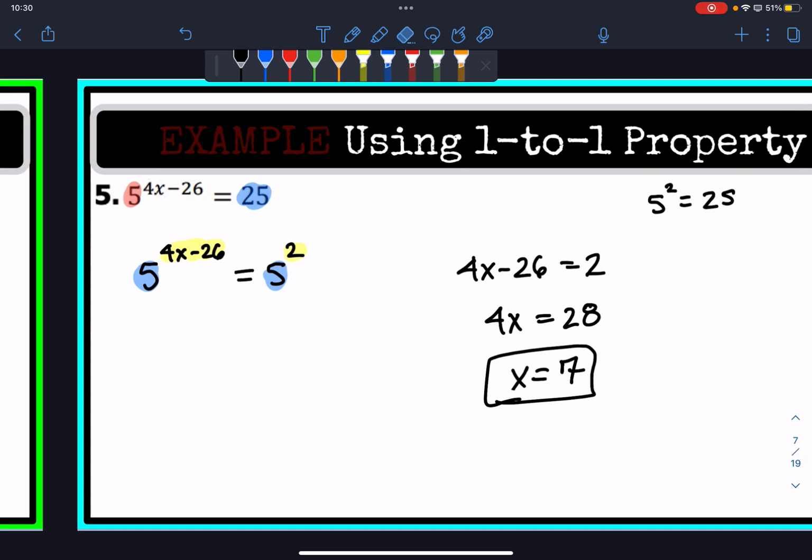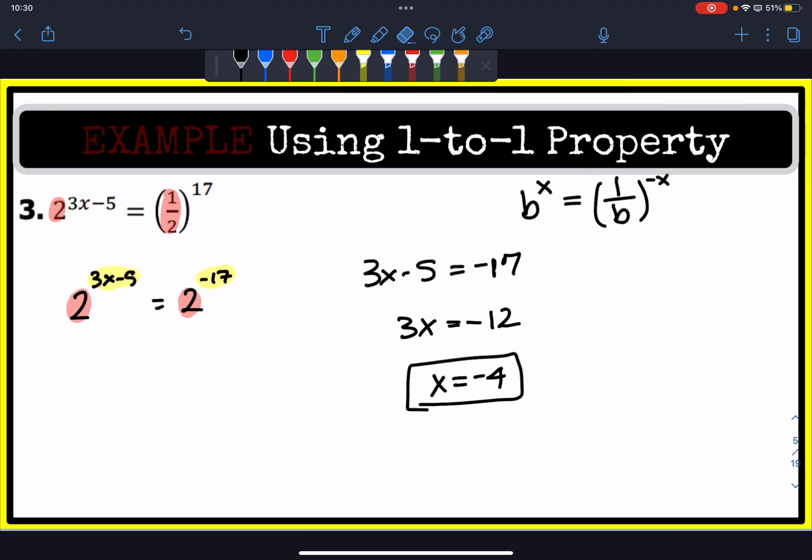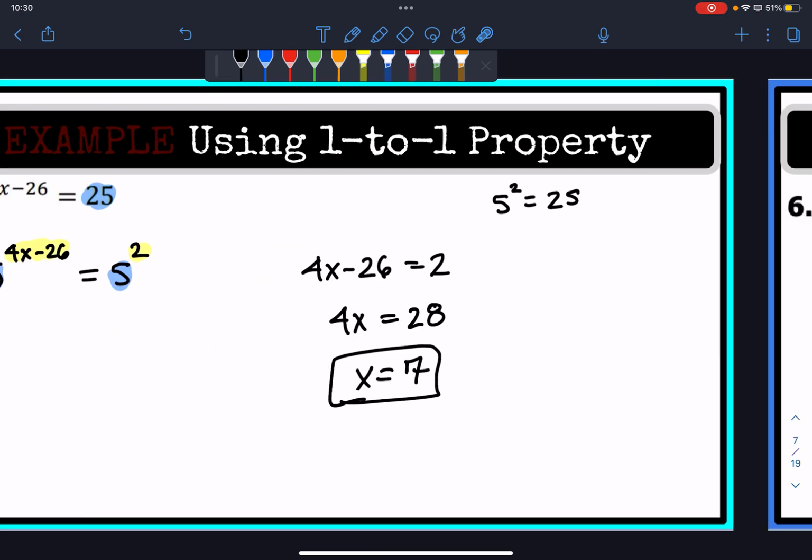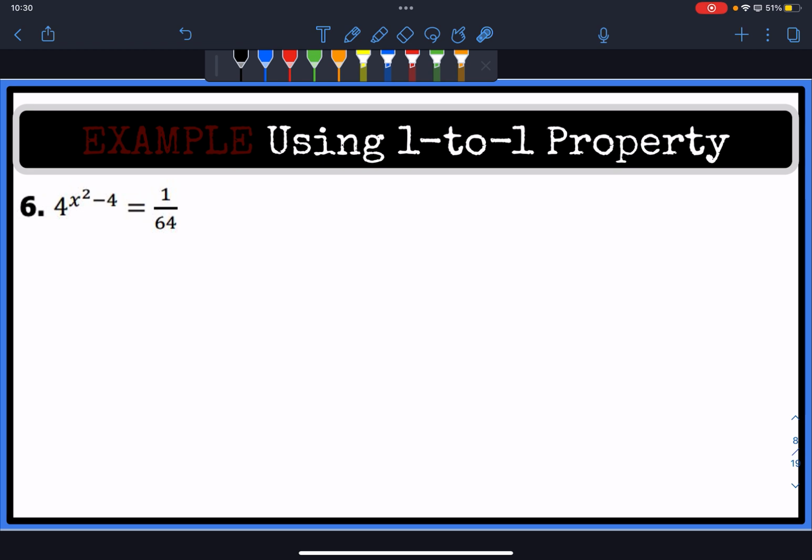Which reminds me, let me check an answer that we wrote in this one. Yeah, a negative 4. I wasn't too sure if I wrote negative 4 for this example. Yeah, but that should be negative 4. Okay. So let's look at this one.